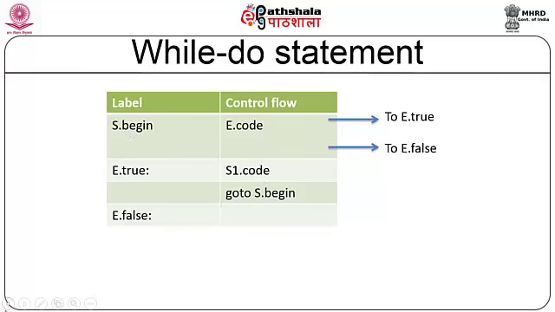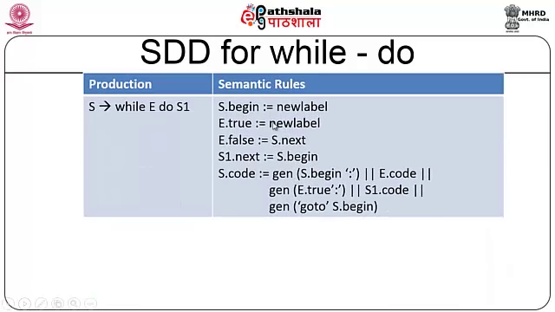So, here you say S1 dot next is equal to S dot begin, and you have to generate code. So, what will you generate? You first generate this label S dot begin, then you evaluate E dot code, followed by a label corresponding to true, then you generate code corresponding to S1, and then you issue an unconditional jump, go to S dot begin.